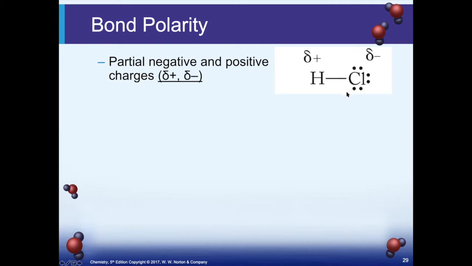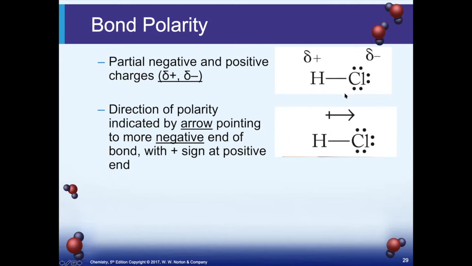The other way to show it is with an arrow. You'll see it like this. So this type of notation shows you the bond polarity, because the arrow points towards the negative end. So the arrow is pointing towards the more negative end of the bond. And then they kind of make it even more obvious by making the other end of the arrow look kind of like a positive, a plus sign. So this would be the positive end of the bond. This would be the negative end of the bond.